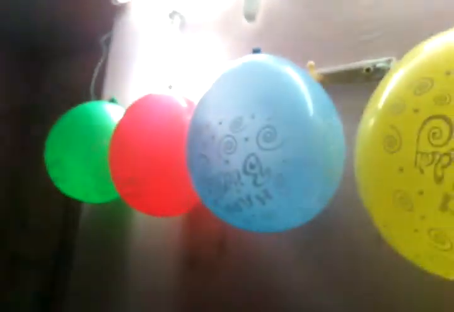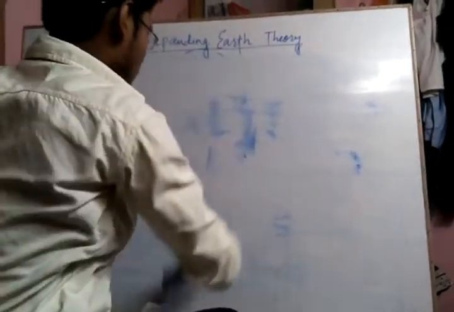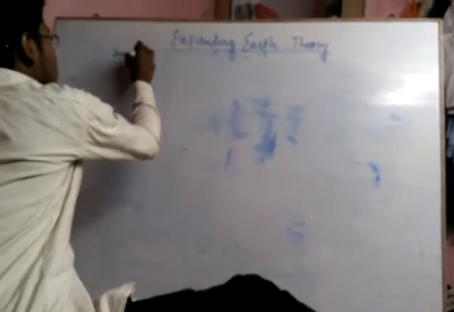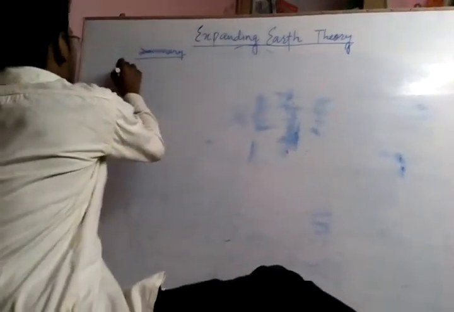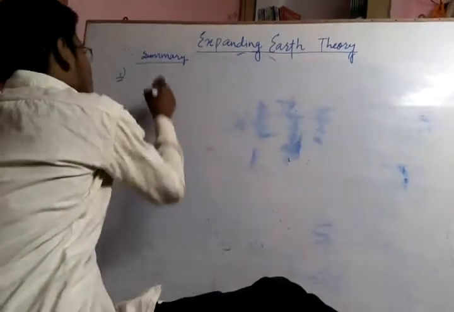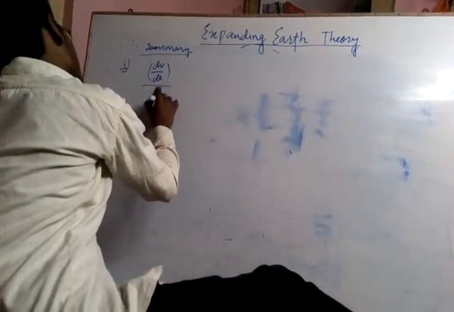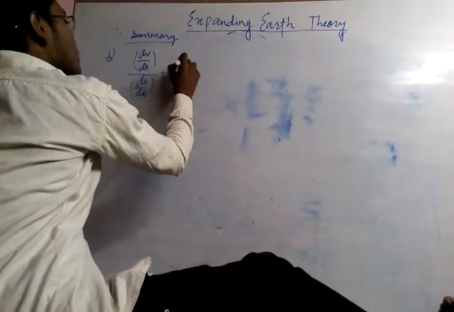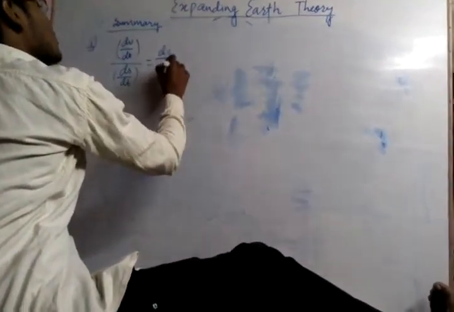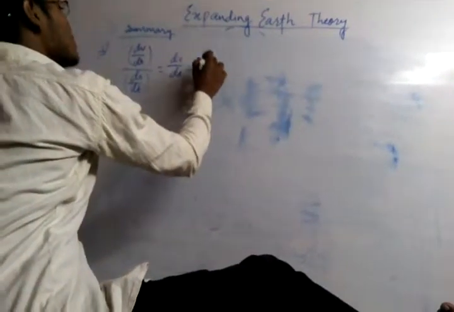Okay, and now we are going to summarize the whole content. Summary. Number 1, dV upon dt ratio dS upon dt, or indirectly the rate of change of volume upon the rate of change of surface area, is proportional to half the radius at time t.